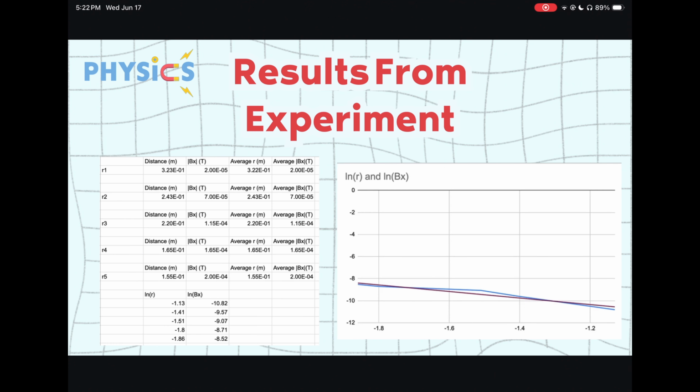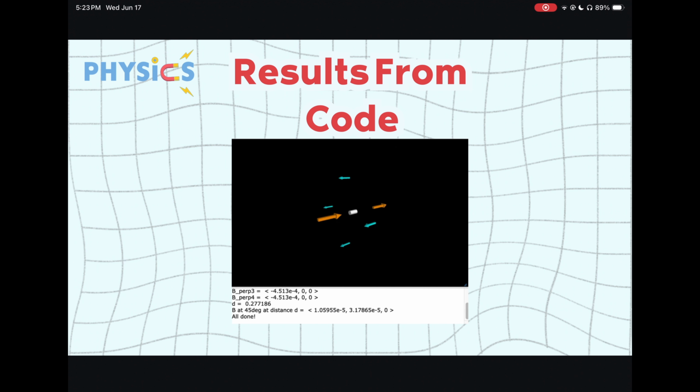I had no idea how to open up the sheets that were actually in the lab instructions. So instead, I just put the averages onto this sheet. And here is the linearization of the graph for the natural log of r and the natural log of the magnetic field of x. So here are the results from the code. You can see the on-axis and off-axis arrows, and also the directions and magnitudes of them as well.